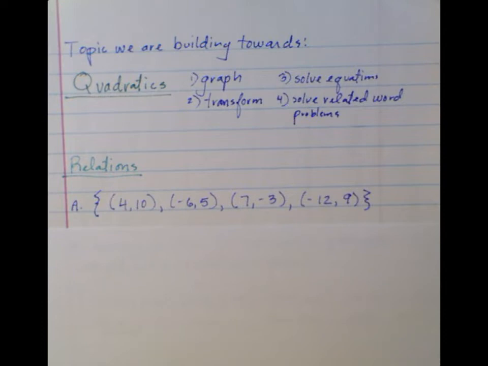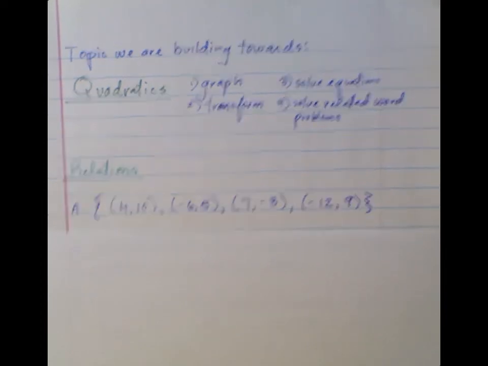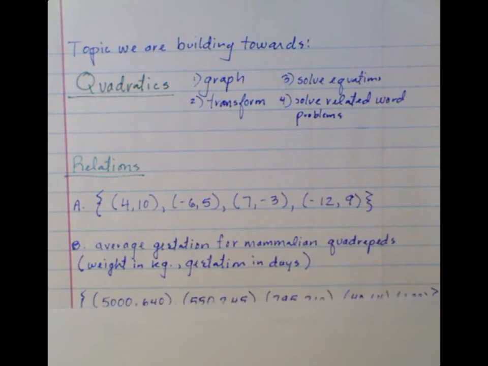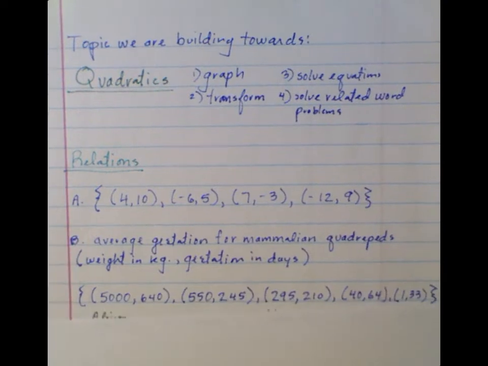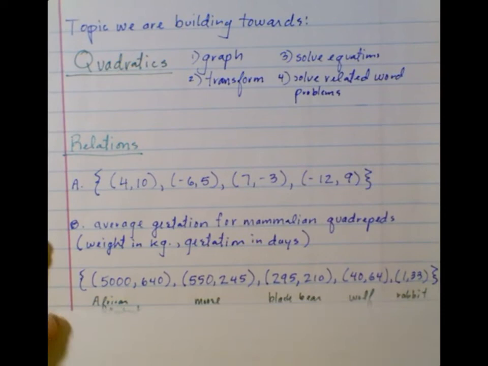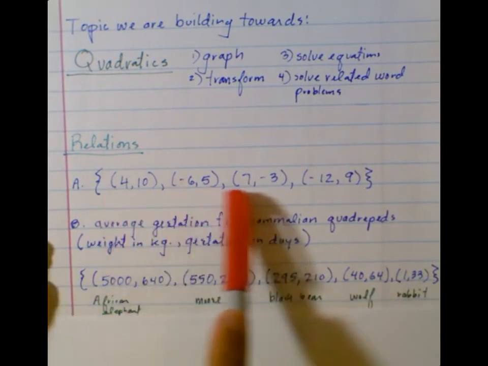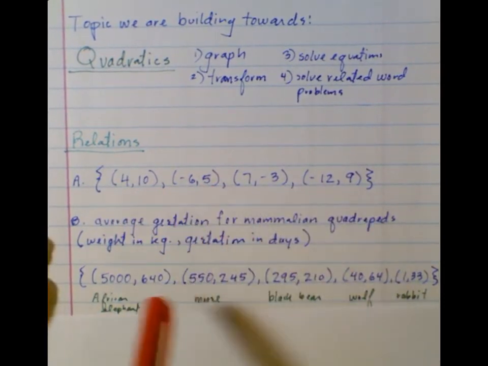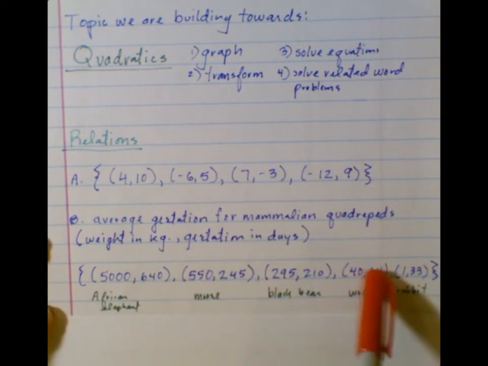This is an example of a relation. This is example A. And it looks pretty benign. It looks pretty innocuous. You've probably seen this at some point in your math career. And I want you to compare and juxtapose that with this example of a relation. So this collection here would be referred to as a relation, as would this collection here.